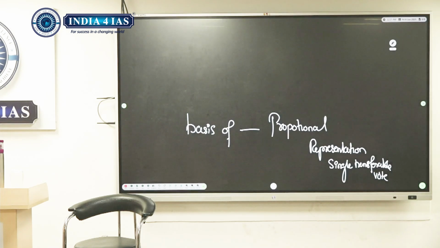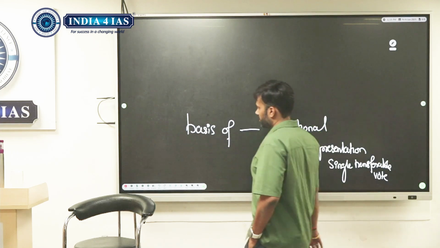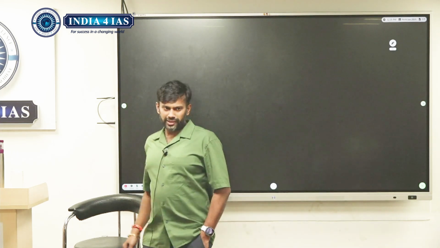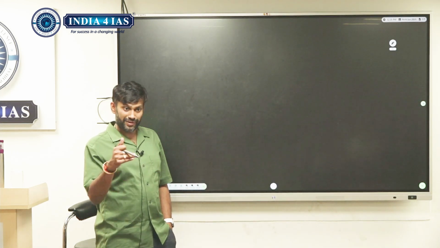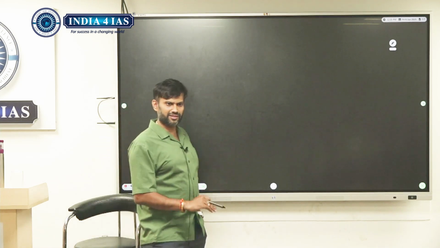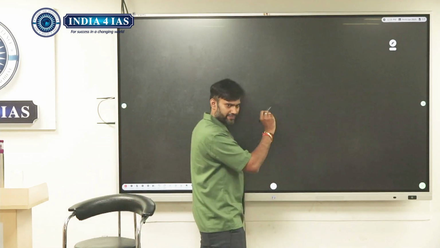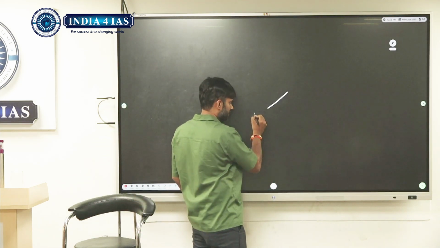So you need to understand here, what do you mean by proportional representation, single transferable vote? For that we can come to something presently how it is. Okay, to just understand the idea. So currently, if you look at in India, we have direct elections.